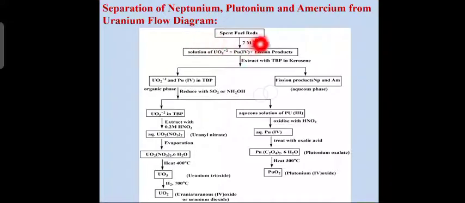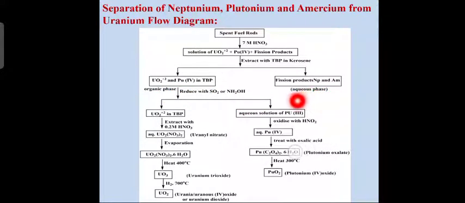Flow diagram. So spent fuel rods are taken from the nuclear reactors. You add 7 molar nitric acid. When you add, you will get a solution of UO2 2+, plutonium in the 4th oxidation state, and then fission products. Then you add TBP. What is TBP? Tributyl phosphate in kerosene. You extract with the TBP in kerosene, and you get 2 phases: one is the organic phase, the other one is the aqueous phase.